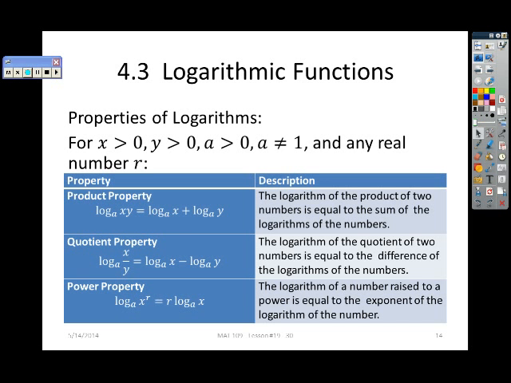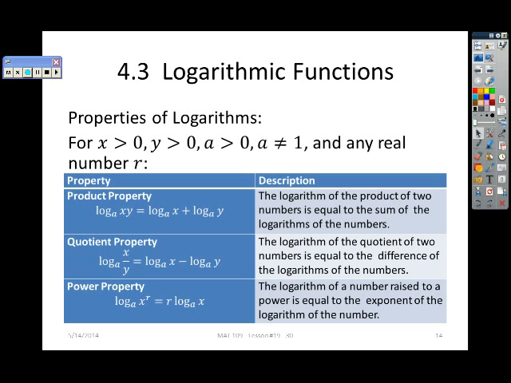For logarithms, what it says is that if you have the product of two numbers, the logarithm of that product is the sum of the logarithms of the individual factors. So the logarithm of xy is the logarithm of x plus the logarithm of y. If you have the quotient of two numbers, the logarithm of that quotient is the difference of those logarithms. Logarithm of the numerator minus the logarithm of the denominator. So product is add, quotient is subtract. And remember, you have to subtract in a very specific order, top minus bottom.